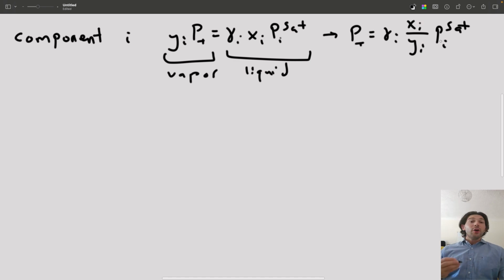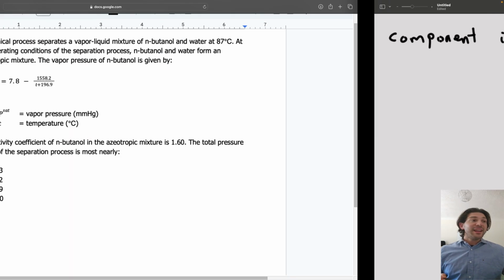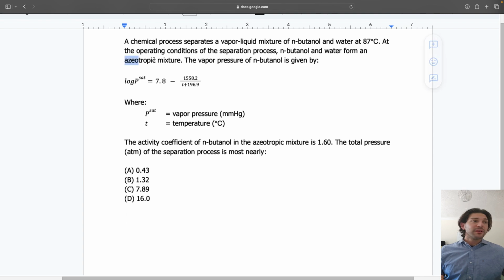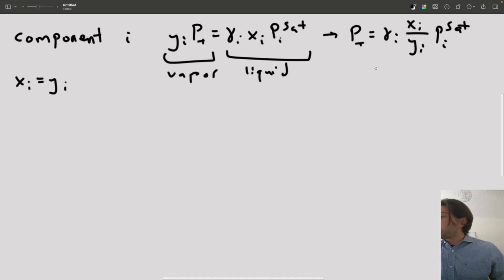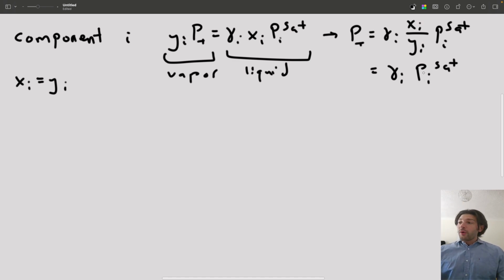Okay. We're also told that we have an azeotropic mixture. This means that the fractions in the liquid and vapor phase are equivalent for each component. Algebraically, this means that x equals y. So we can simplify our equation. Great. Well, we know the activity coefficient. Now we just need to find the vapor pressure.